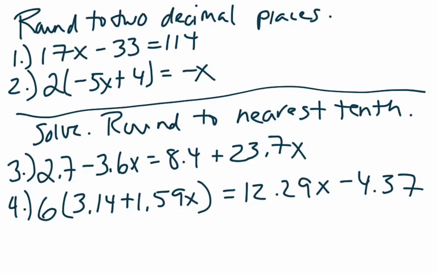For 3 and 4, I changed up the directions a little bit. So round to the nearest tenth. Make sure that you're paying attention to that and reading what the directions ask you to do. And that's 2.7 minus 3.6x equals 8.4 plus 23.7x. And then the second one is 6 times (3.14 plus 1.59x) equals 12.29x minus 4.37. So pause the video, work these out, and then I will unpause the video and you can check your solutions on the following slides.